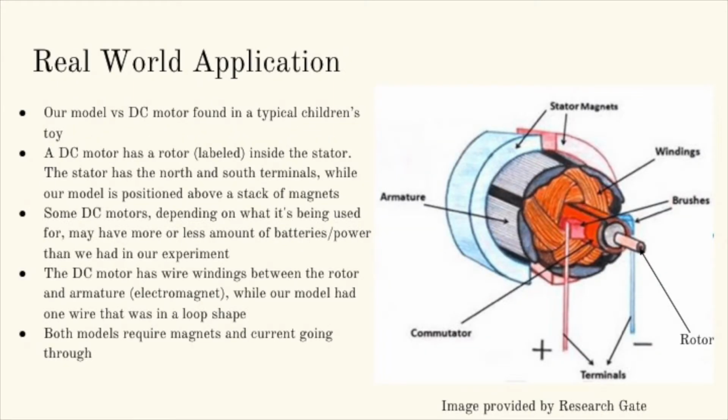So in our experiment, our model can be compared to a DC motor found in a typical children's toy. A DC motor has a rotor, which is labeled on the right-hand side inside the stator. The stator has the north and south terminals, while our model is positioned above a stack of magnets. Some DC motors, depending on what they're being used for, may have more or less batteries and power than we had in our experiment, and the DC motor has wire windings between the rotor and armature, the electromagnet, while our model had one wire that was in a loop shape. However, both models did require magnets and a current going through.